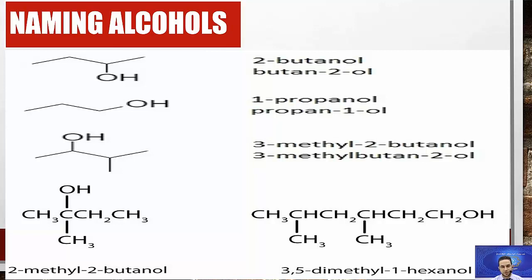The last one, on the right down, you have to count firstly the longest chain. How many carbon atoms? Yes, 6 carbon atoms. When you start, do you start from left or right? From right, the nearest, or the one which gives OH the lowest number. Don't look at the branch, look at the OH group. So I start from right. Now you have branches at carbon atom number 3 and 5. So the name will be 3,5-dimethyl-1-hexanol, or you can write 3,5-dimethyl hexane-1-ol.